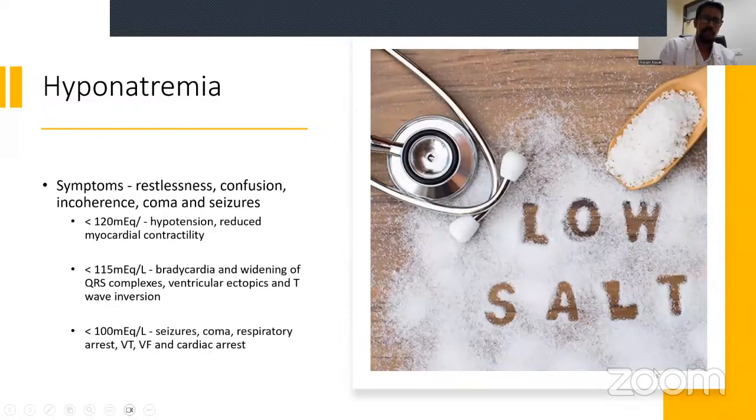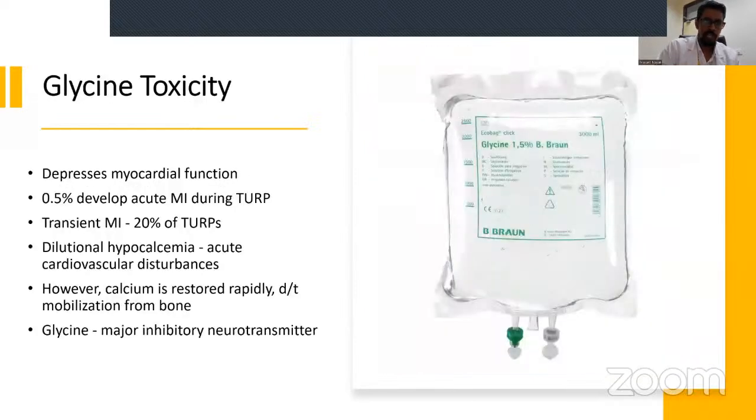So symptoms of hyponatremia: restlessness, confusion, incoherence, coma, seizure, these would be there. Less than 120 milliequivalents, the patient initially has hypotension, reduced myocardial contractility. Less than 115, the patient can have bradycardia, widening of QRS complex. Ventricular ectopics could show, and P-wave inversion. Less than 100 milliequivalents per liter, more serious complications like seizures, coma, respiratory arrest, ventricular tachycardia, cardiac arrest could occur.